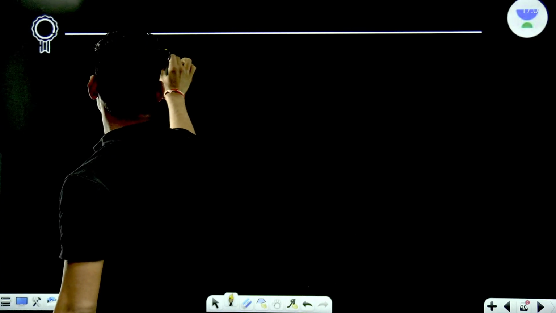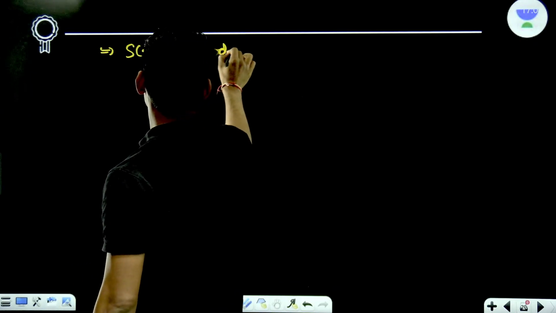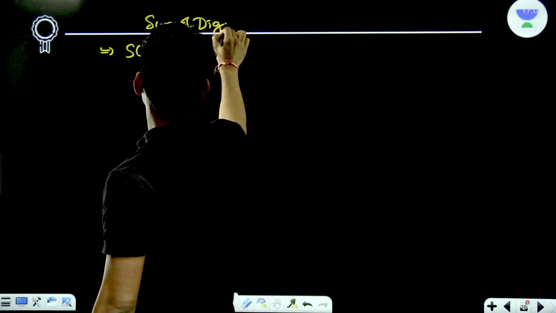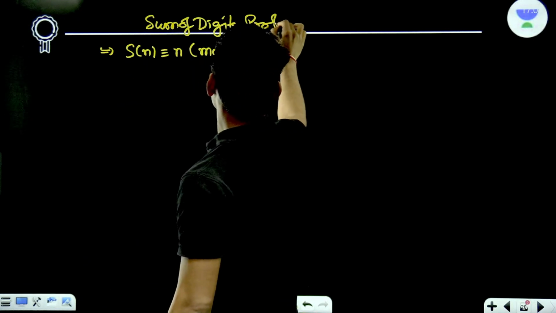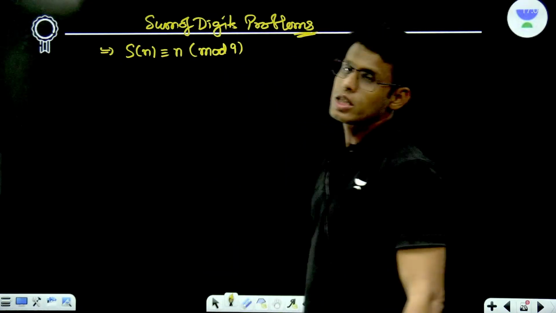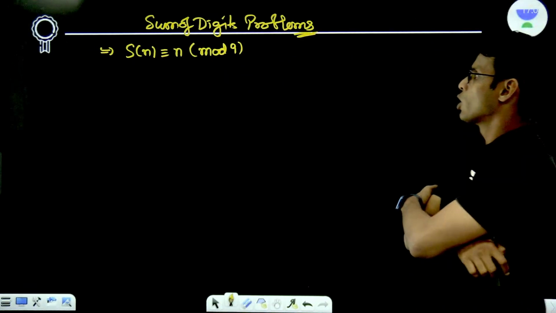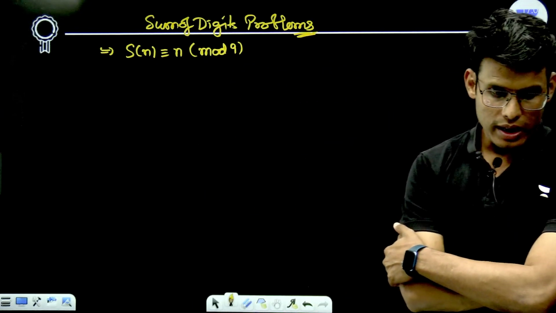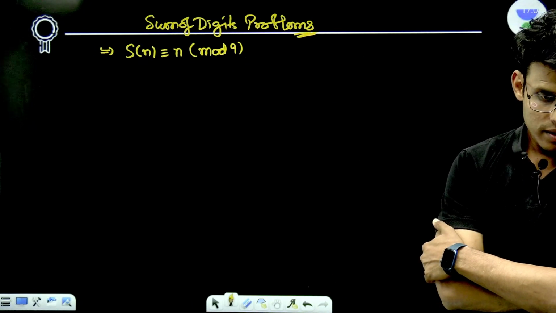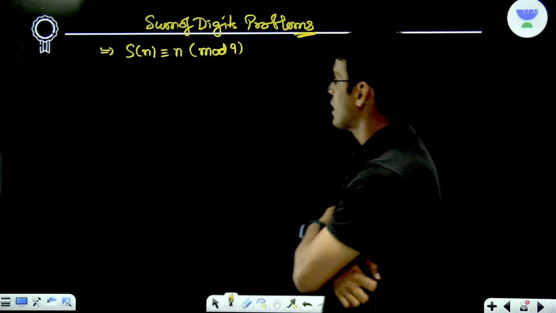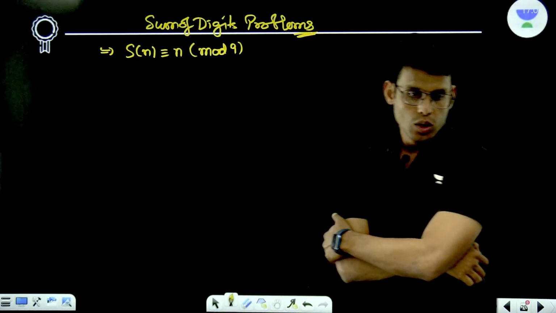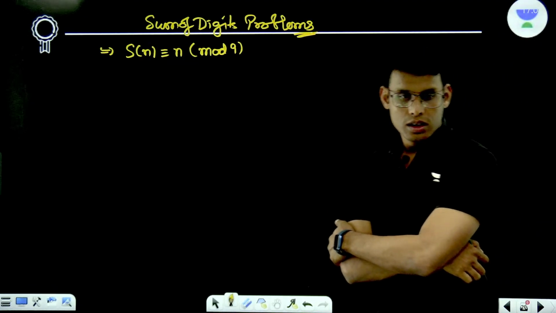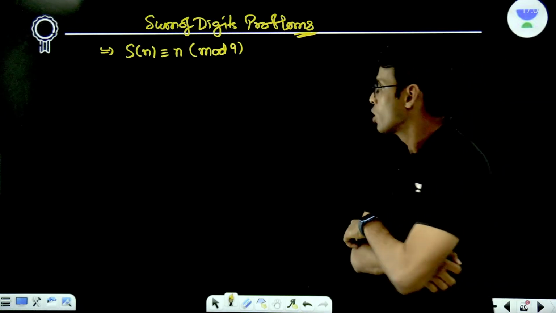S(n) is congruent to n mod 9, where S(n) is the sum of digits.